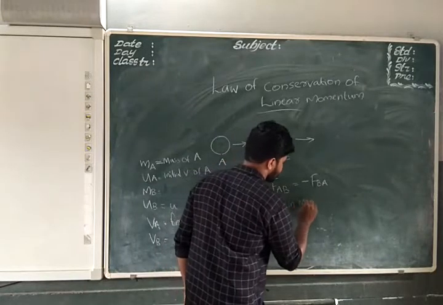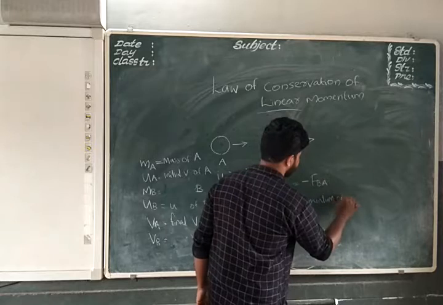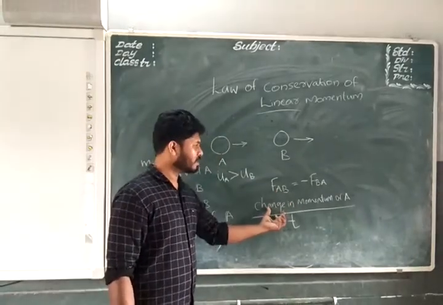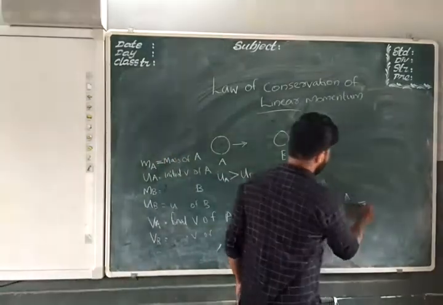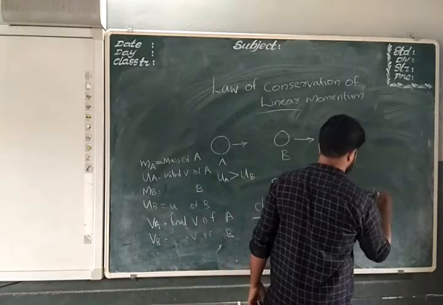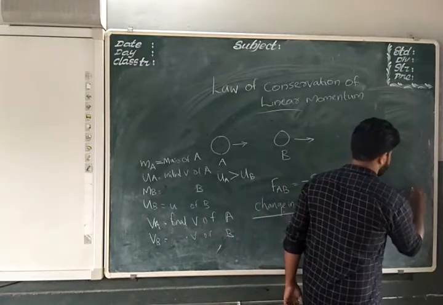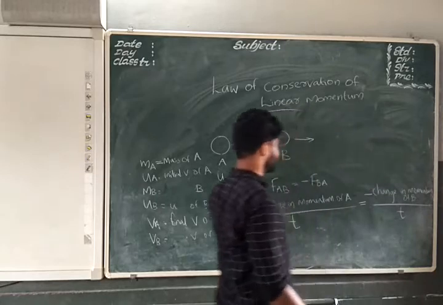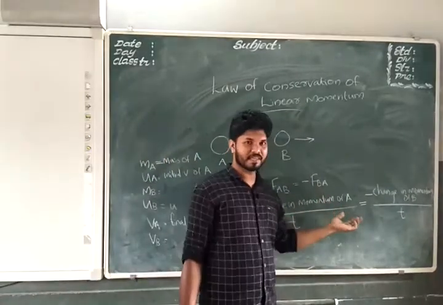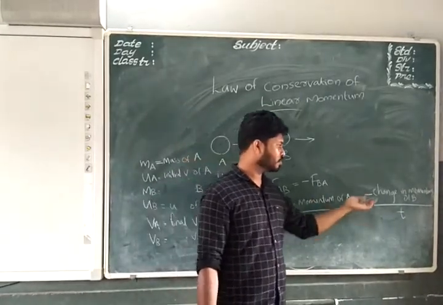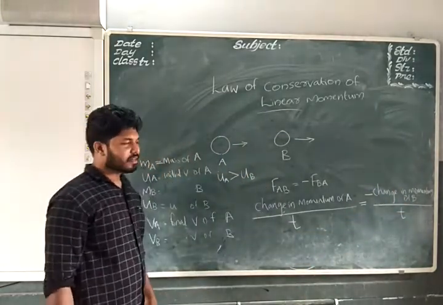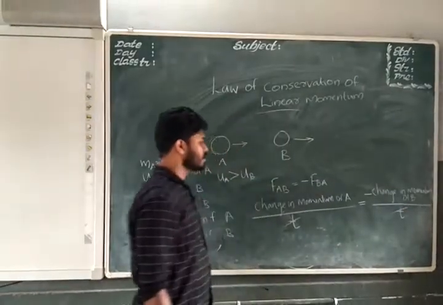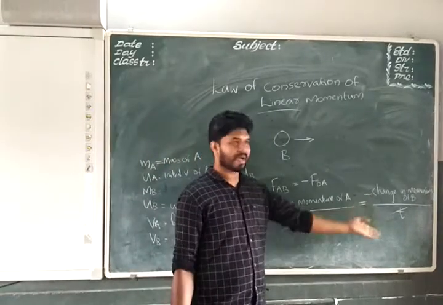that is change in momentum of A divided by time, that is rate of change of momentum of A. Instead of FAB we can write change in momentum of A divided by T is equal to minus change in momentum of B divided by time. That is, rate of change of momentum of A is equal to minus rate of change of momentum of B. So according to Newton's third law we got this equation. As T is on either side, we can cancel this T. So what is left there? Change in momentum of A is equal to minus change in momentum of B.